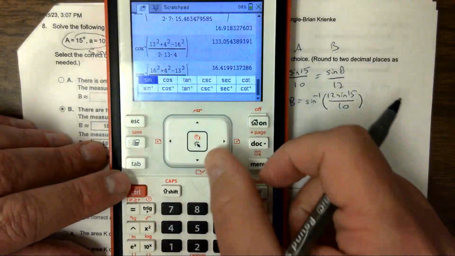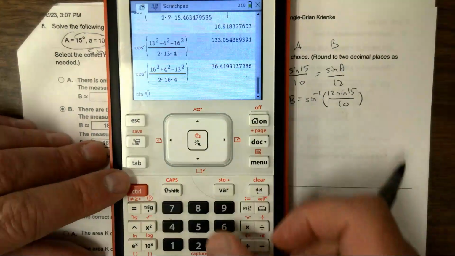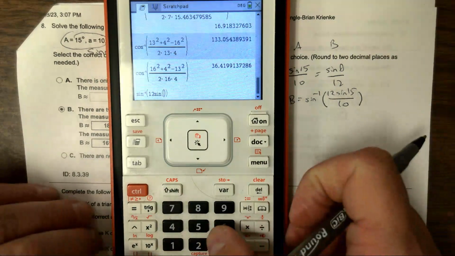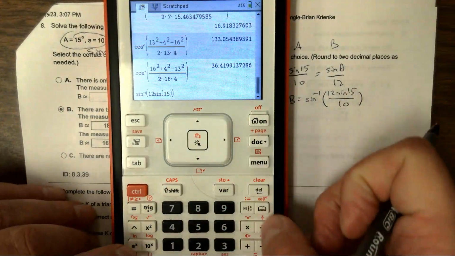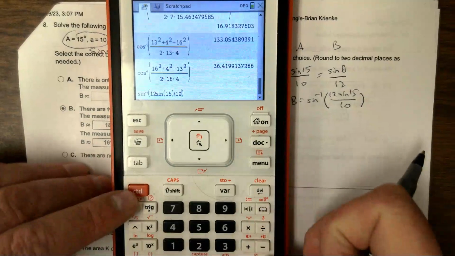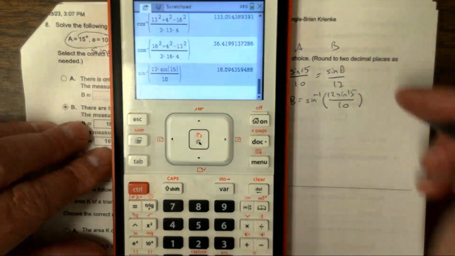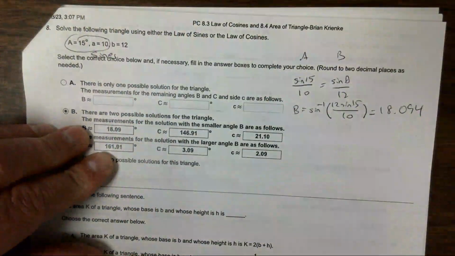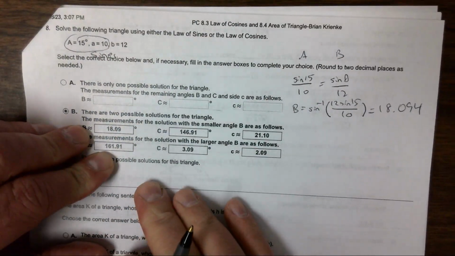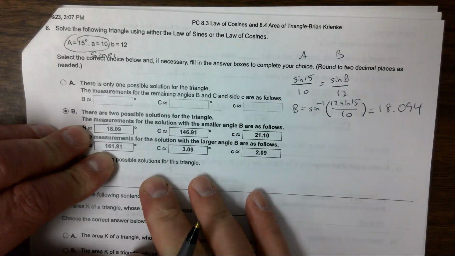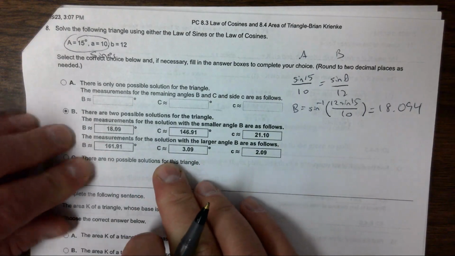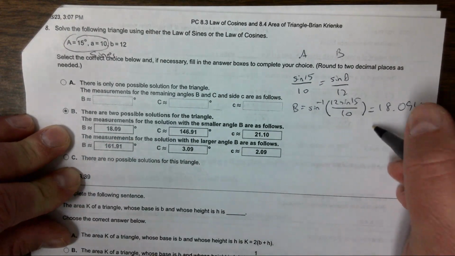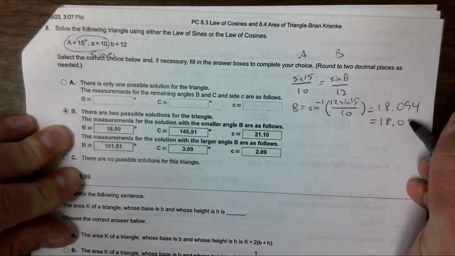So inverse sine 12 sine 15 over 10. Okay, so that gives you 18.094. Now, as we saw in the last lesson, on the one where they're trying to make sure you know if there's one solution or two or no solutions, you have to round to 2 decimal places, not 1. So this is 18.09.